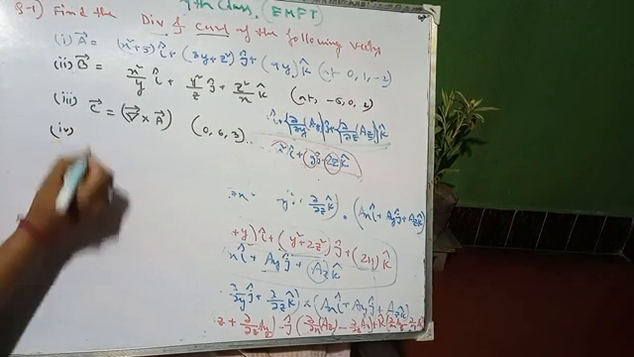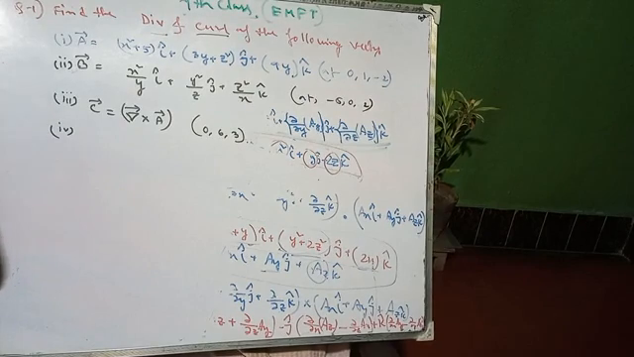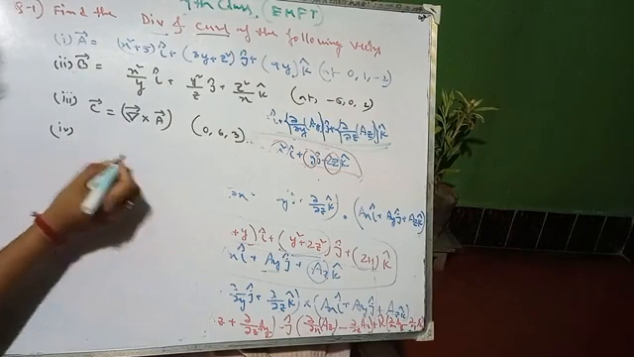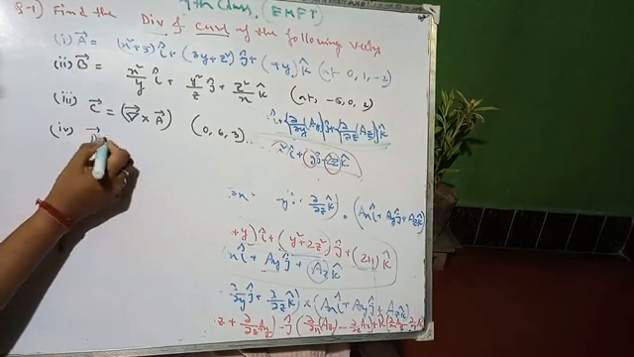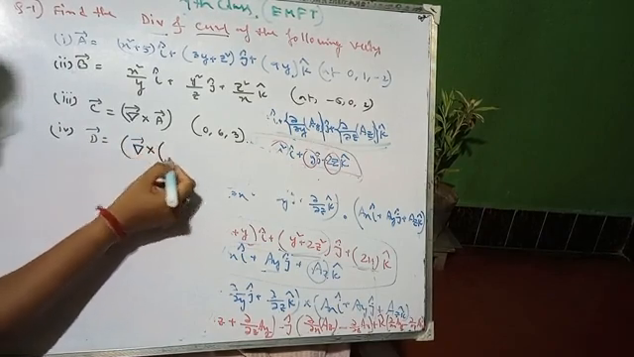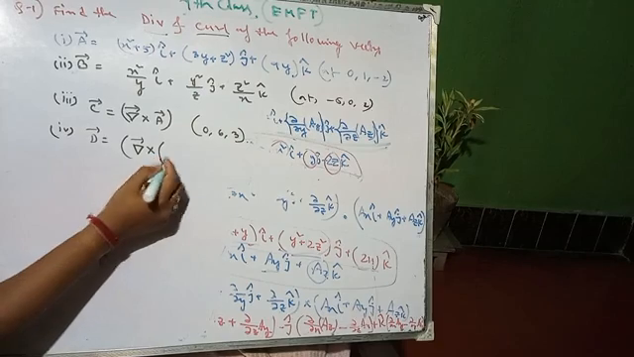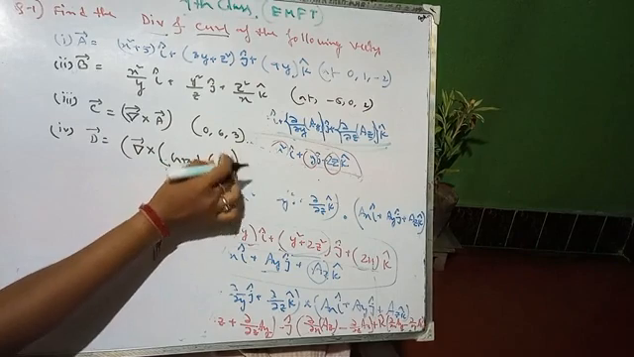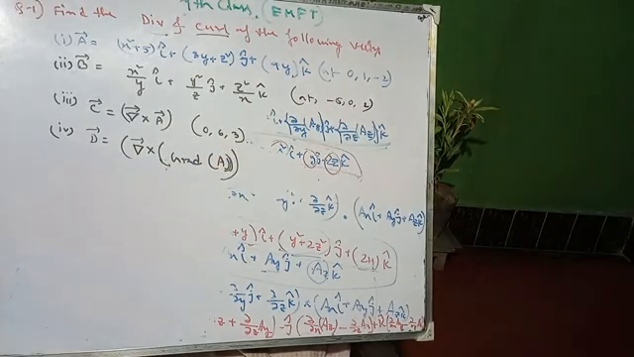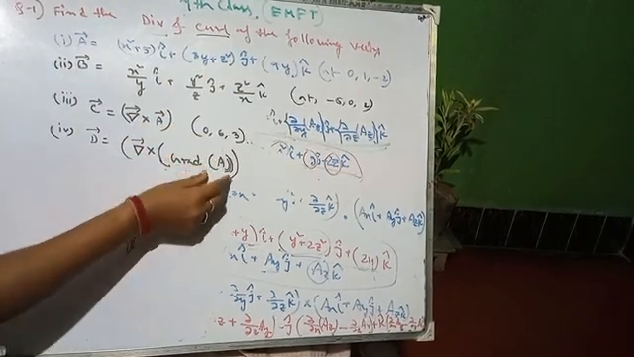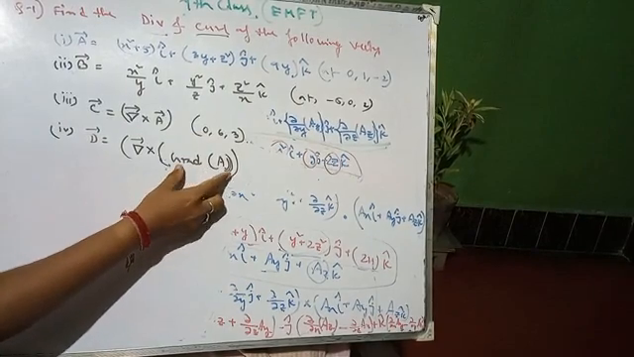And fourth one, d vector equals to curl of grad of a. It is very much interesting. Curl of grad of a. So you have to perform this a vector by gradient. Okay, by applying the gradient tool.